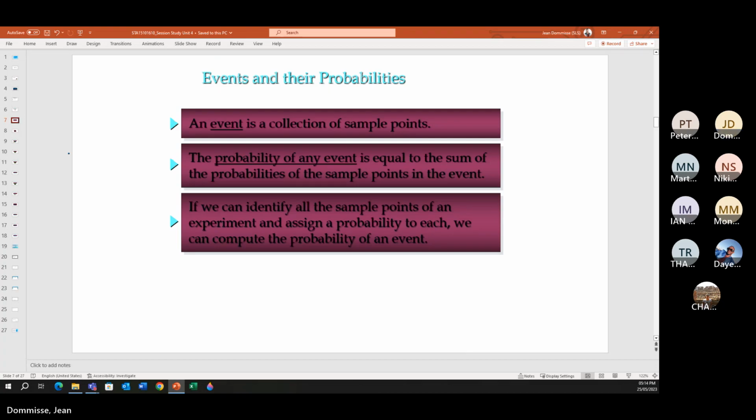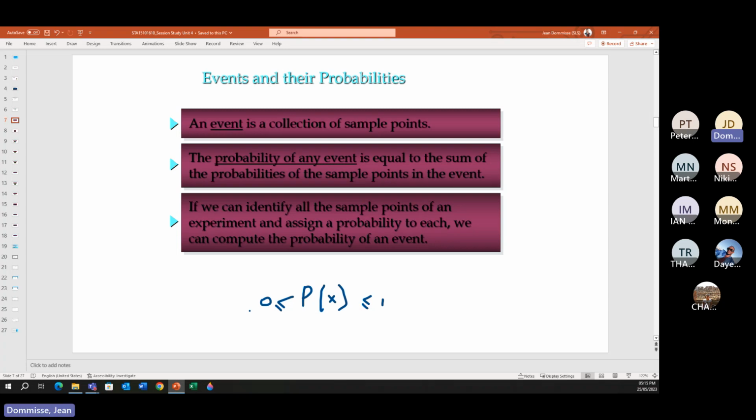An event is a collection of sample points. The probability of any event is equal to the sum of the probabilities of the sample points. What that means is, if you look at the definitions and the previous slide that I also showed, if you get a probability of X that they ask you, always remember that probability is from 0 to 1, including 0, including 1.